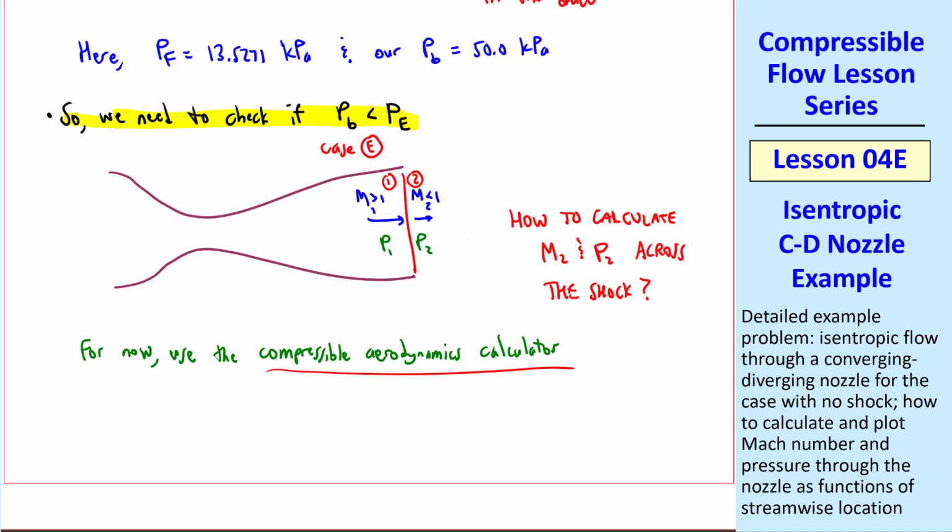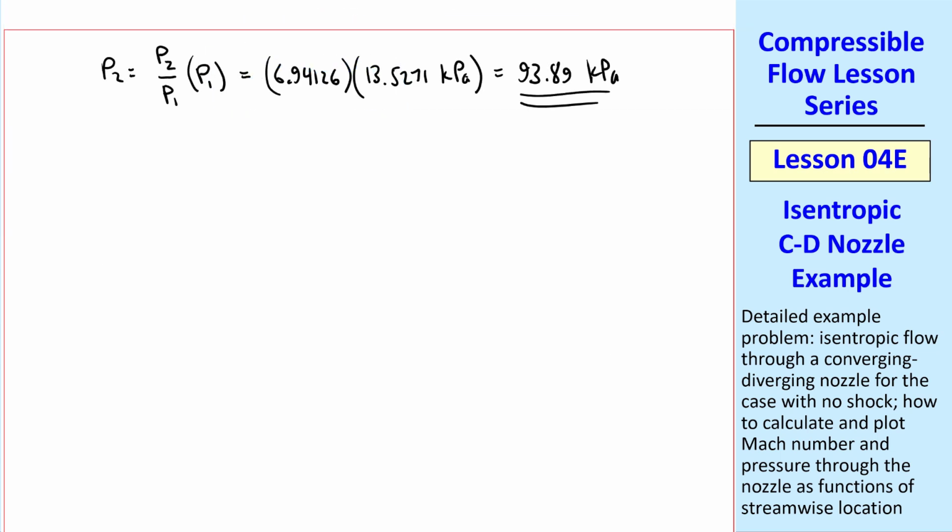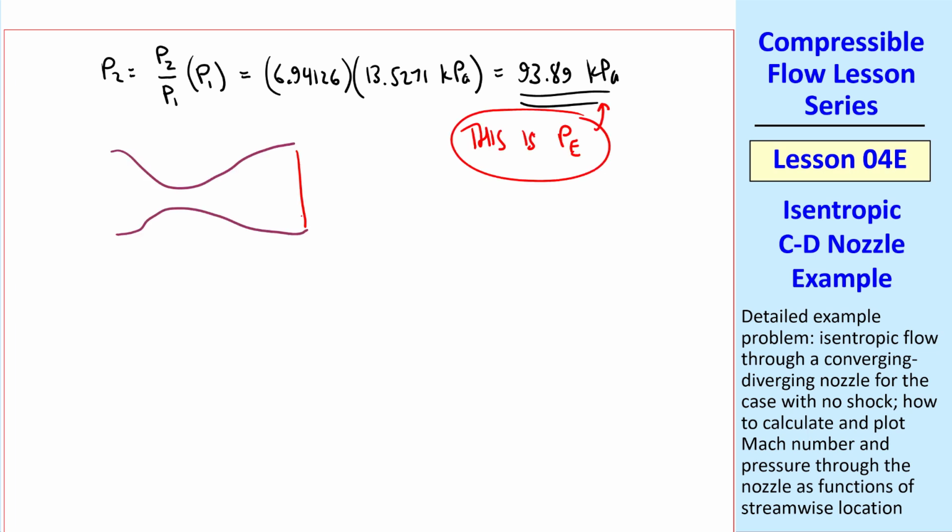So from the calculator, for this shock at the exit plane, P2 over P1 is 6.94126, from which P2 is P2 over P1 times P1, using the ratio we got from the calculator and the value of P1 that we calculated in our analysis. We get 93.89 kPa, which is what we've called PE, the pressure just downstream of a shock at the exit plane, or P2 on the compressible aerodynamics calculator.